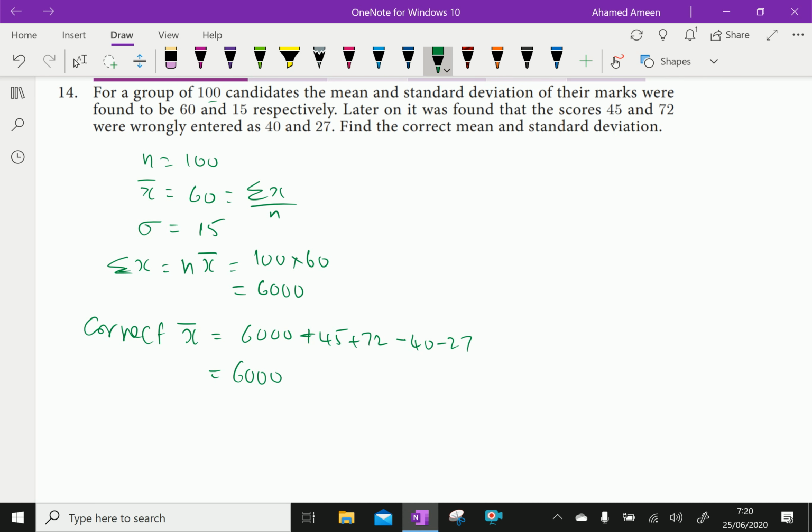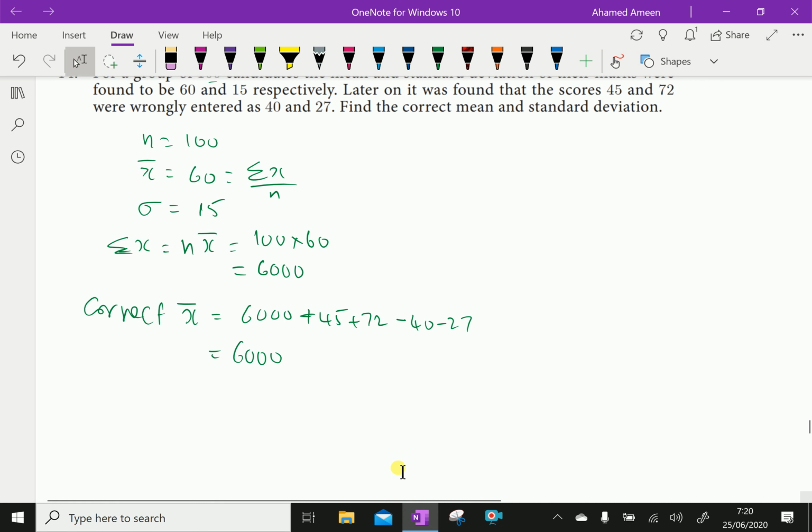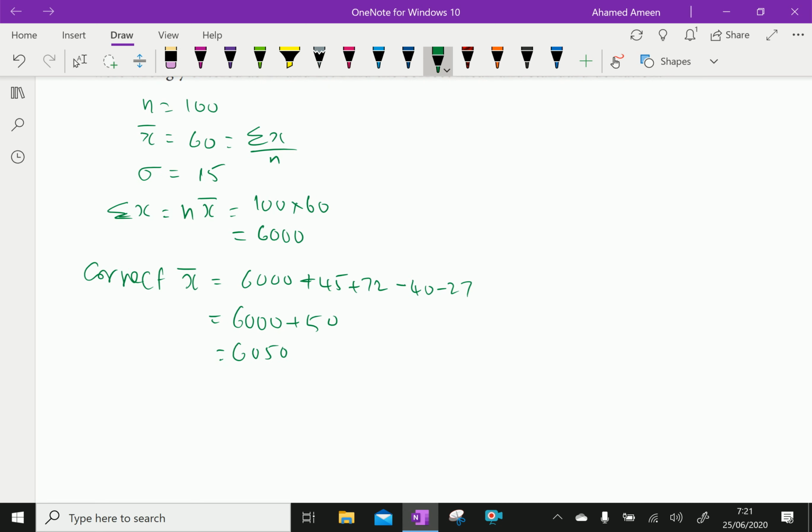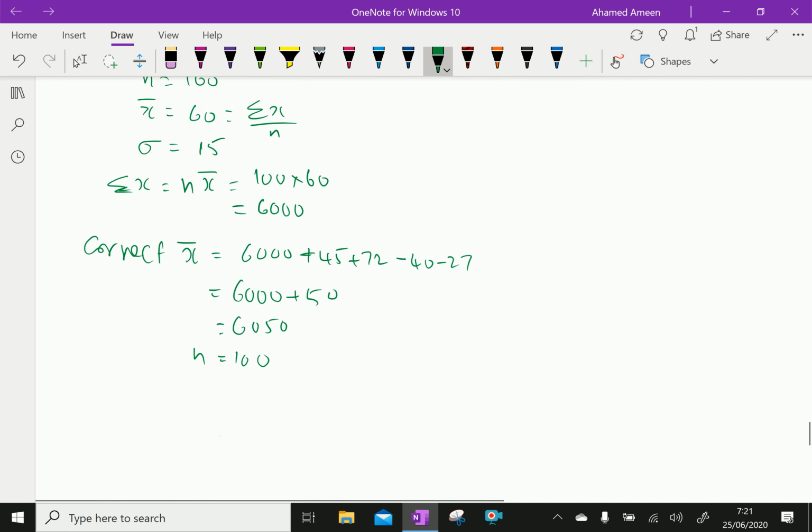Which is equal to 6000 plus 45 minus 40 is 5. 5 plus 72 is 77. 77 minus 27 is 50. Add 50, which equals 6050. Still the number of items is 100. Therefore, we can correct it now.